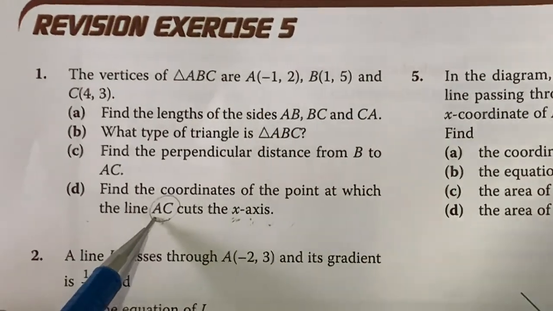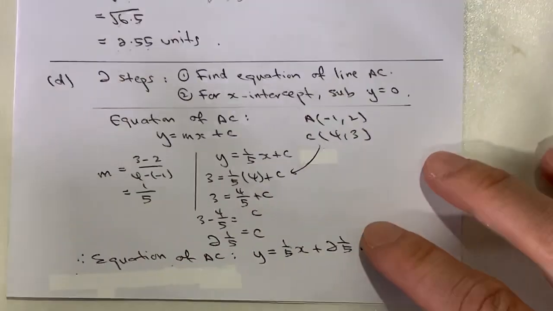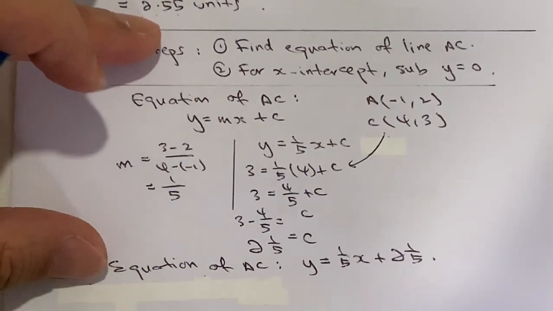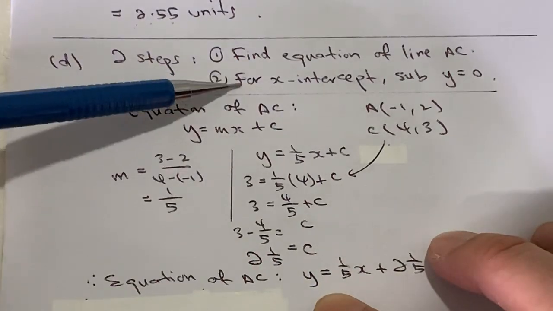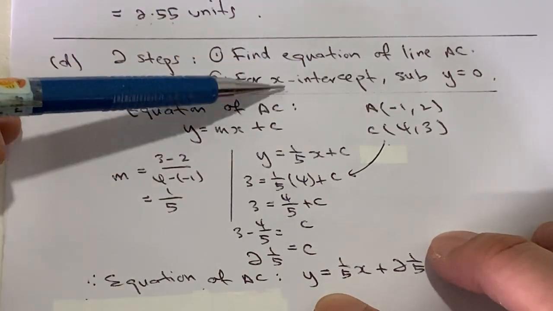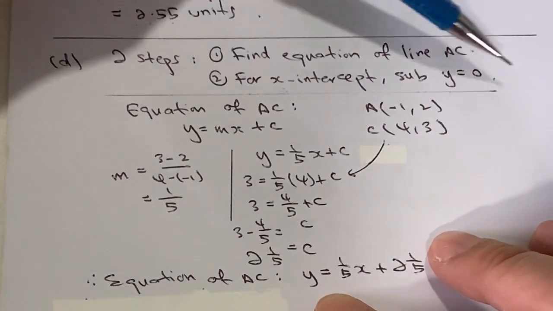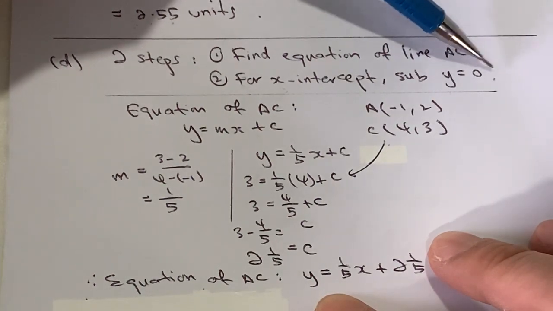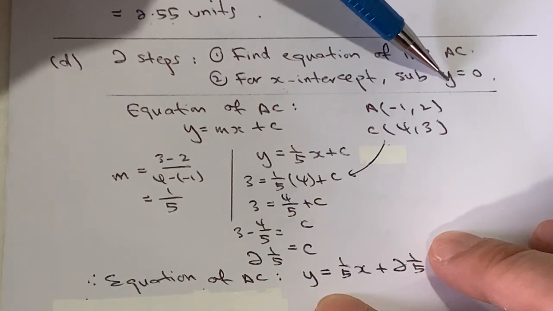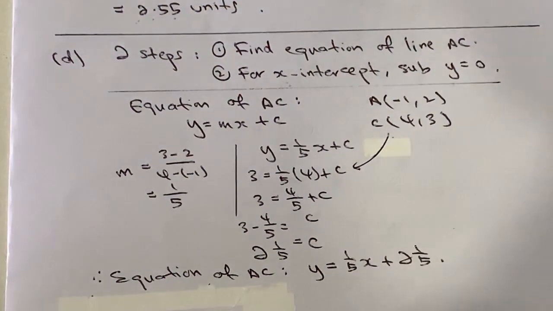So we'll find the equation of AC, and then after that we will sub y equals 0 into the line AC. The working here for part D consists of 2 steps. We have to find the equation of the line AC and then sub y equals 0 for the x-intercept. This was already covered before. I hope you remember the S, X, Y, LT when we were sketching the graph, and we need to find the x-intercept, so we will sub y equals 0.